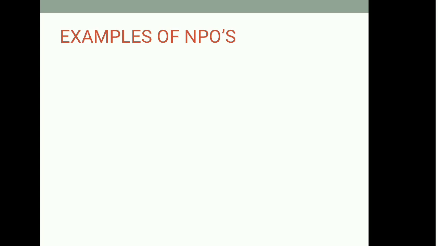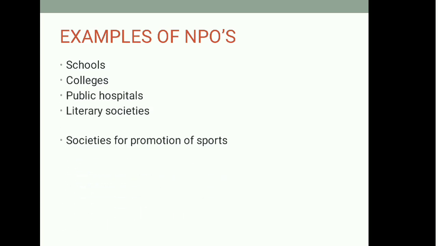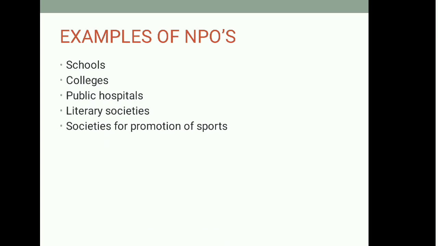So which types of organizations are considered NPOs? Examples are schools, colleges, public hospitals, literary societies, societies for promotion of sports, arts and culture, social welfare organizations, clubs, etc.